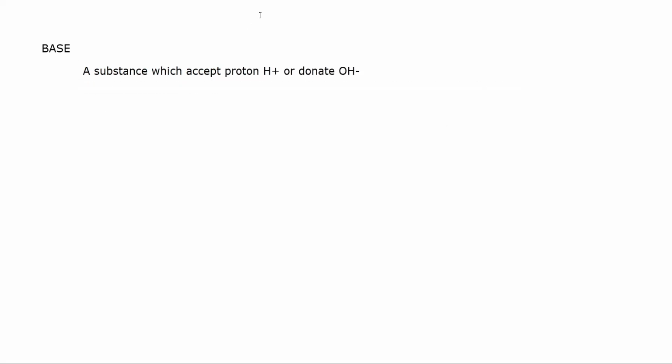What is the meaning? For example, you have NaOH, sodium hydroxide. What are the ions this sodium hydroxide will dissociate into? You have NaOH, sodium hydroxide. What are the ions it will dissociate into? Na plus and OH minus.